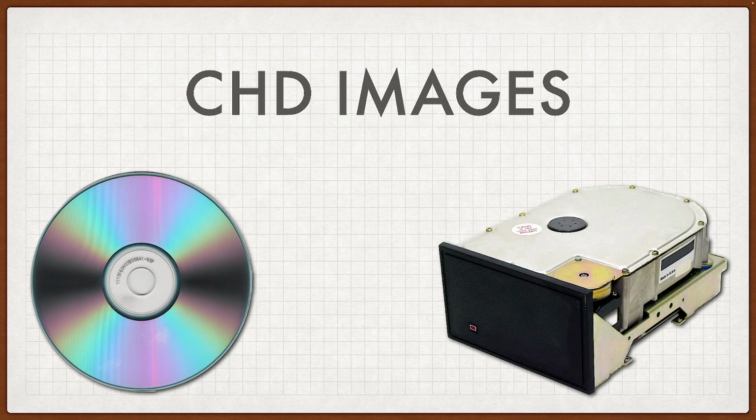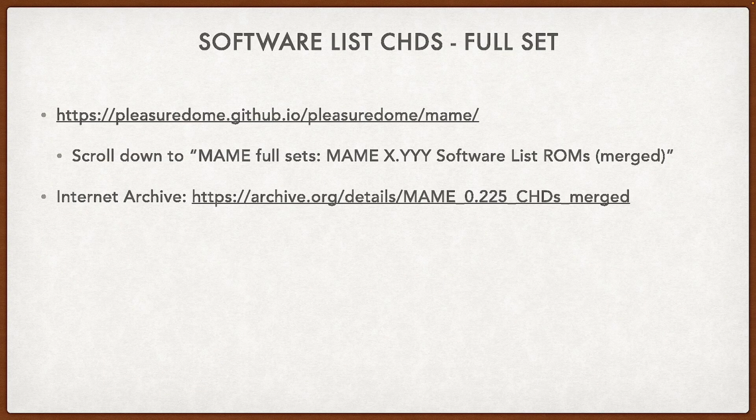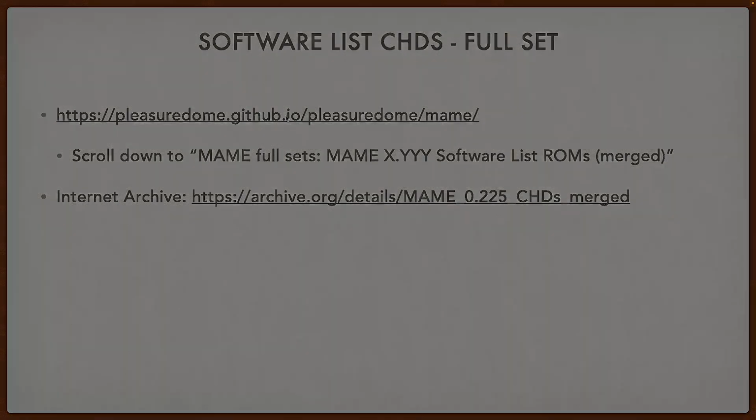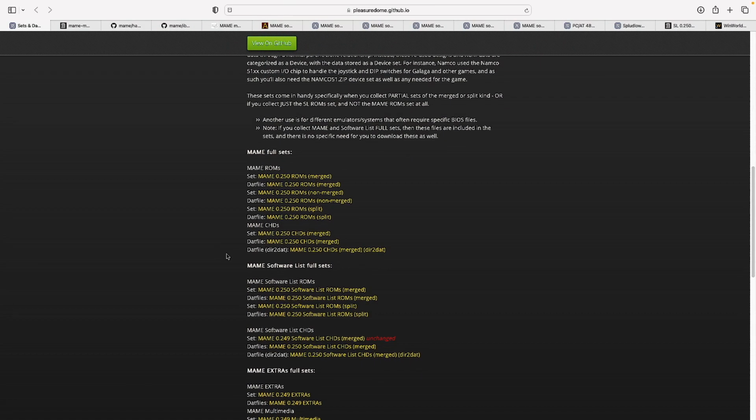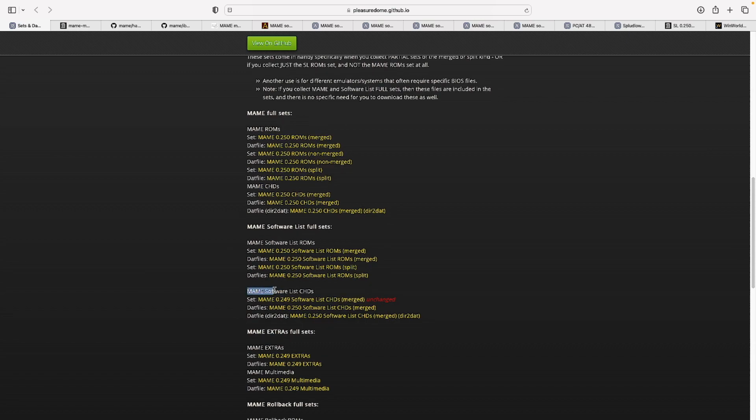So next we're going to talk about CHD images. Again, it's pretty much the same thing. You can download a full set or an update set from Dome. And you can also download the sets that are available on Internet Archive. So first, let's take a look at Dome. If you look down here, software list CHD's full set is here.